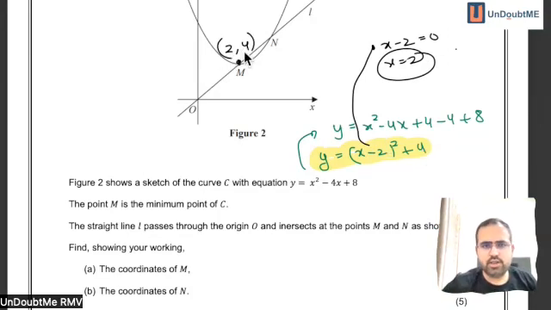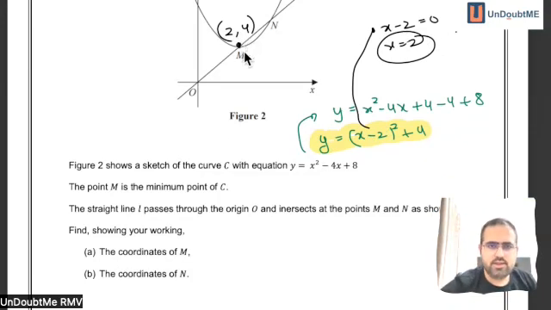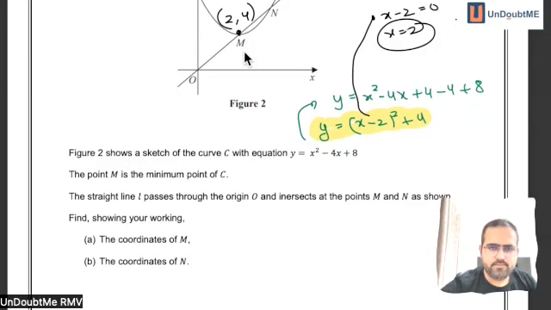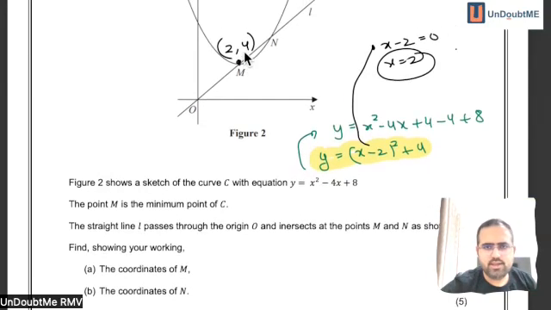You need to show all these workings. So I got the coordinate of M. Is it clear? Yes, sir. It was very easy. How did we do it? Just the completing the square method.